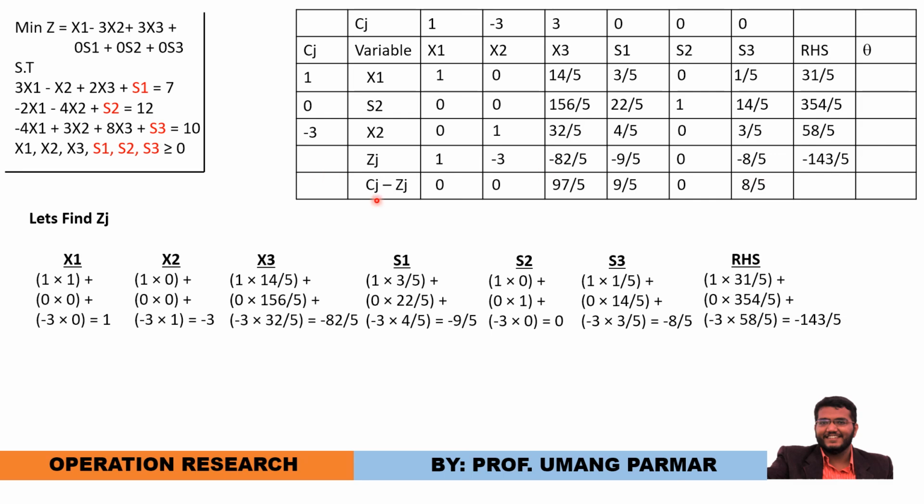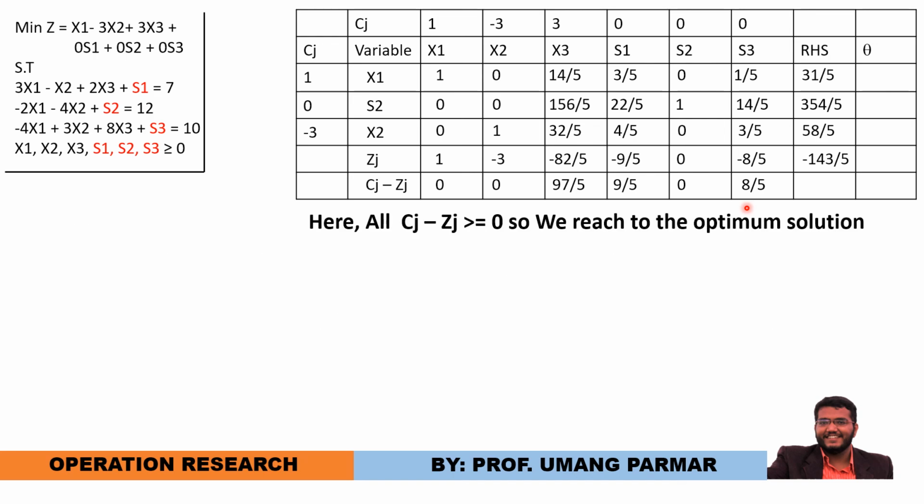So for that we require Cj minus Zj. So here Cj is 1 and Zj is 1, so 1 minus 1, that is 0. Same way minus 3 minus 3, so again 0. 3 minus 82 by 5, so answer will be 97 by 5. 0 minus 9 by 5, so answer will be 9 by 5. 0 minus 0, answer will be 0. And at last 0 minus 8 by 5, answer will be 8 by 5.